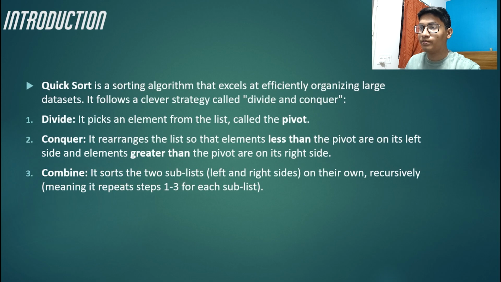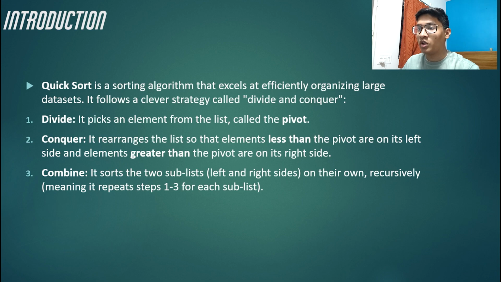Now, what is quicksort? Quicksort is a sorting algorithm that excels at efficiently organizing large datasets. It follows a clever strategy called divide and conquer. Now, what is divide and conquer? Divide means it picks an element from the list and calls it a pivot.